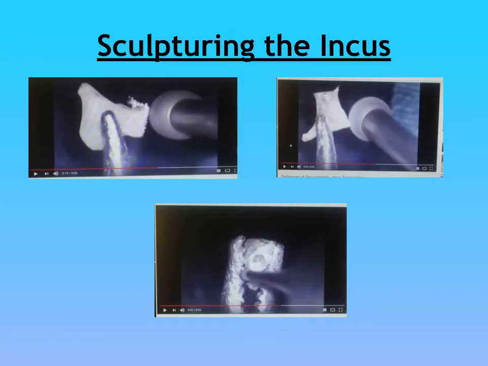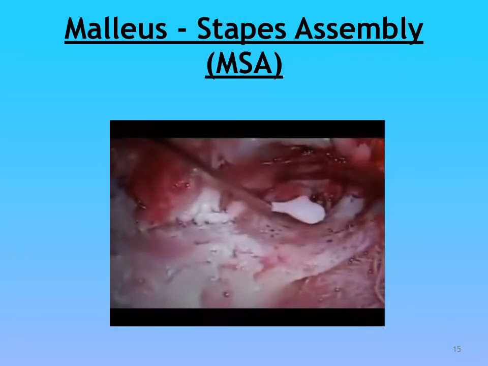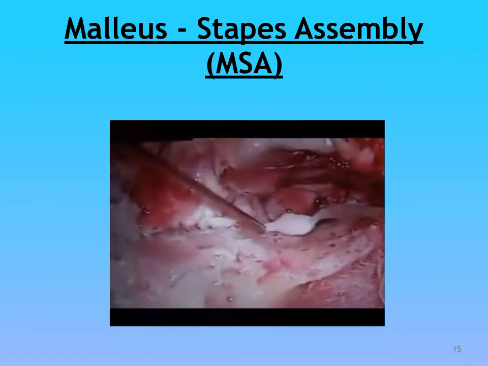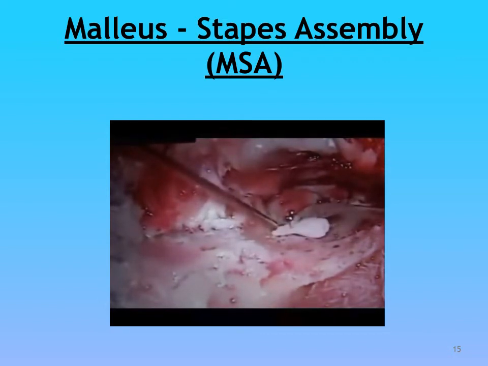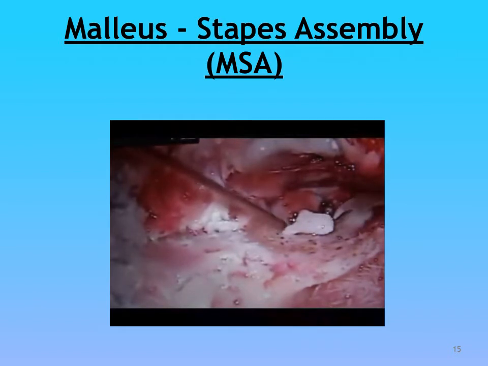This picture shows how you are going to sculpt an ossicle, the incus. You have to make a cuff to be placed over the head of the stapes, and have to make a notch over the short process of incus to be kept in contact with the handle of malleus. Now the processed incus is taken for positioning in between the stapes head and handle of the malleus. To do malleus stapes assembly.